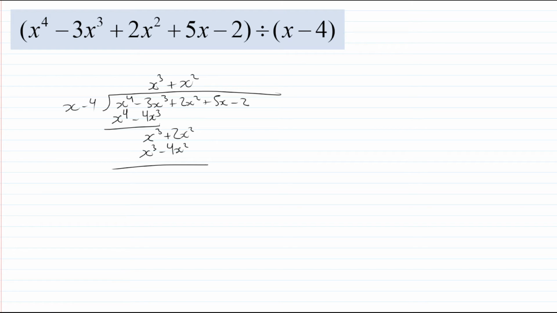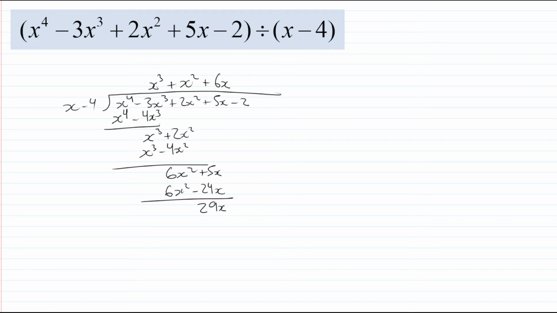All right, subtract. Again, be careful, you are subtracting a negative, so this works out to 6x squared. And we'll bring down our 5x term. And repeat, 6x squared divided by x is going to give us 6x, of course, if you want to write that down. If you don't see that right away, go ahead and write it down. And we'll multiply by our divisor, which is 6x squared minus 24x. Subtract, be careful, 5x minus negative 24x is 29x.